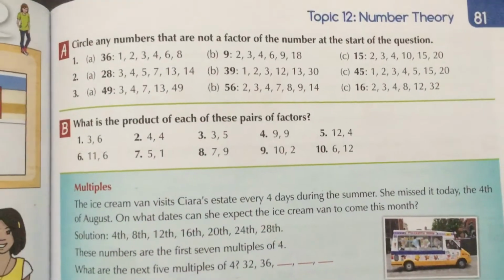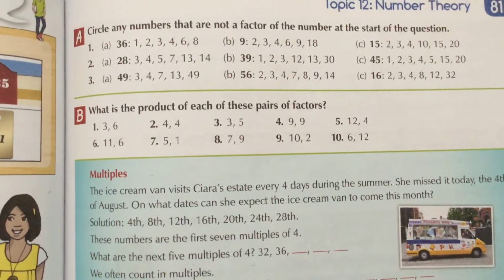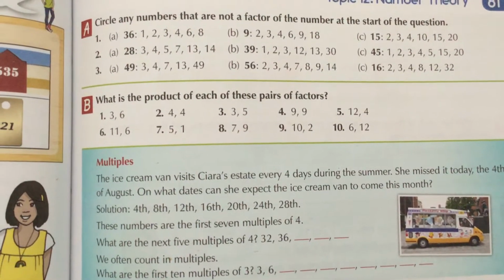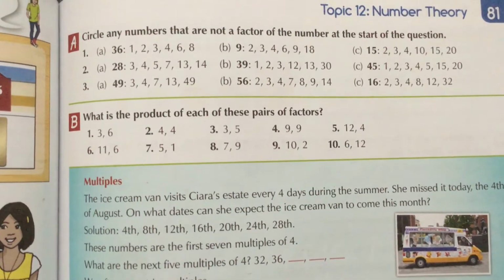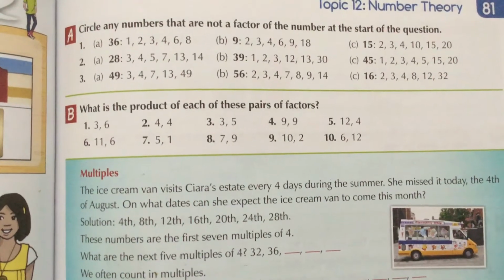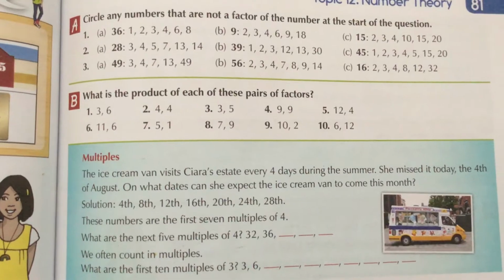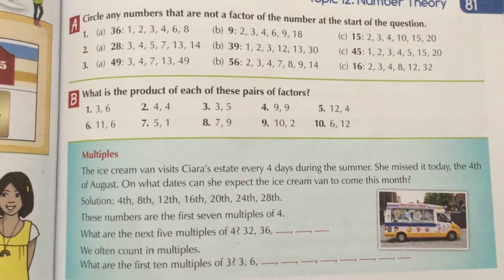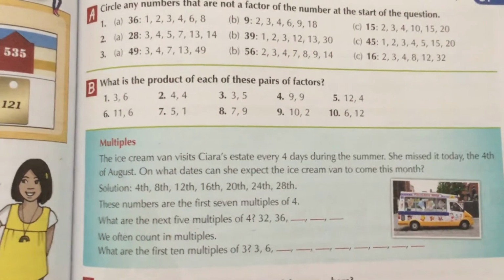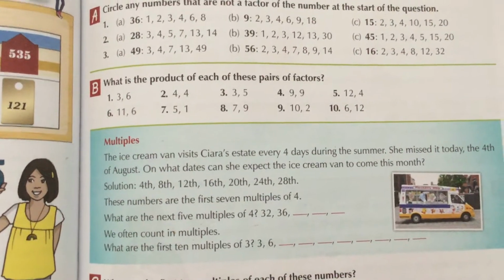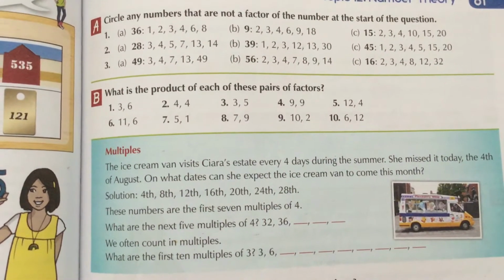So circle the numbers that are not a factor of the number at the start of the question. So 36. Well, 1 is, because 1 by 36 is 36, and 2 goes into 36 evenly. Does 3 go into 36? Yes. Does 4 go into 36? Yes. Does 6 go into 36? Yes. 8 will not go into 36 evenly, so it is not a factor. 1, 2, 3, 4, and 6 are.